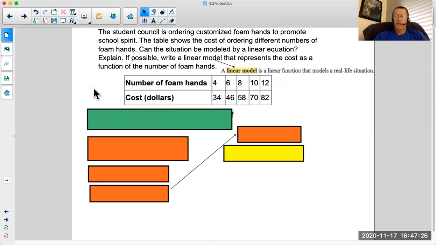Student council is ordering customized foam hands to promote school spirit. The table shows the cost of ordering different numbers of foam hands.